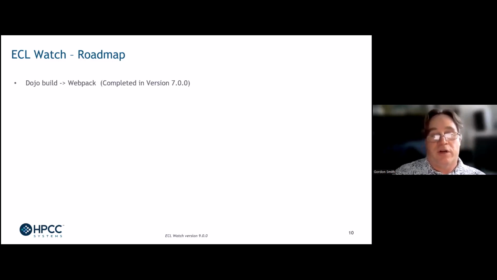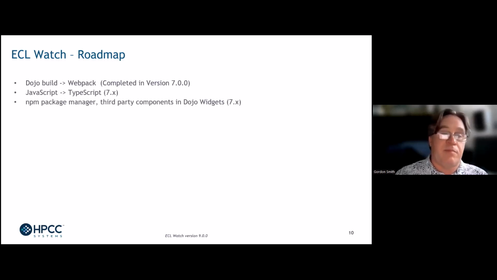So moving to the ECL Watch version 9, the first thing we did is we upgraded our build environment to Webpack, and this was completed back in HPCC 7. And that opened the door for us to start mix and matching extra and new JavaScript libraries. At the same time, we started migrating towards TypeScript. We then started using NPM packages, which is third-party packages. We could do this now quite easily with the Webpack support.